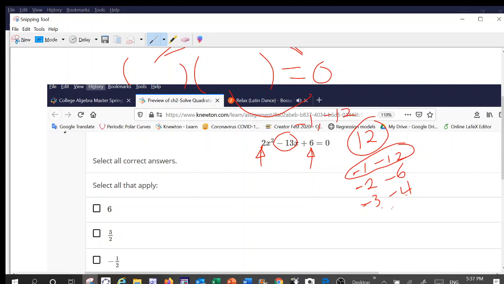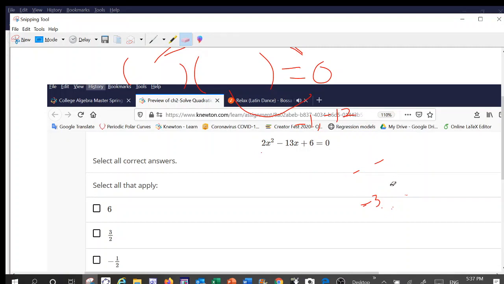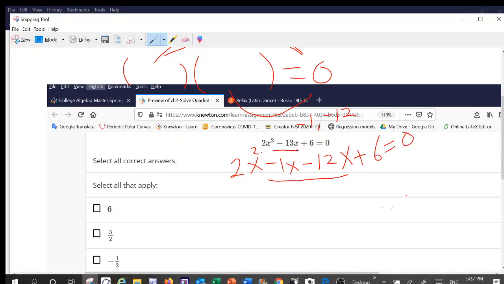So let's erase the rest of this. We don't need it. All right, now how do we factor this? Well, to factor it, we're going to break the middle term into two terms with these two numbers. So we're going to write it as 2x squared minus 1x minus 12x plus 6 equals 0. So you see, we wrote the middle term as two terms.